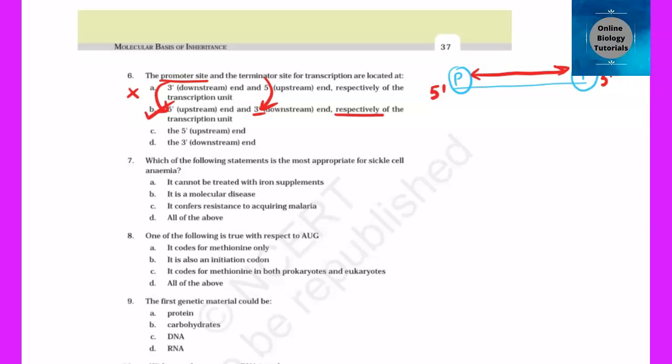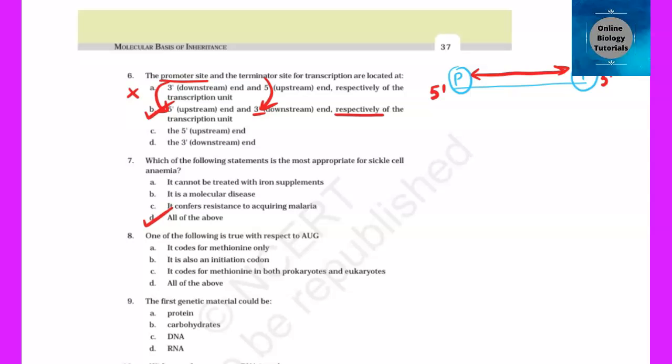Next question. Question number 7. Which of the following statements is the most appropriate for sickle cell anemia? And the options are: it cannot be treated with iron supplements, it is a molecular disease, it confers resistance to acquiring malaria. All of the options are correct.